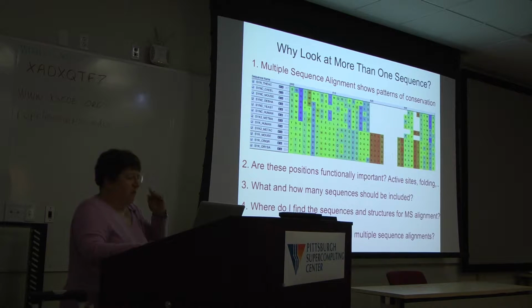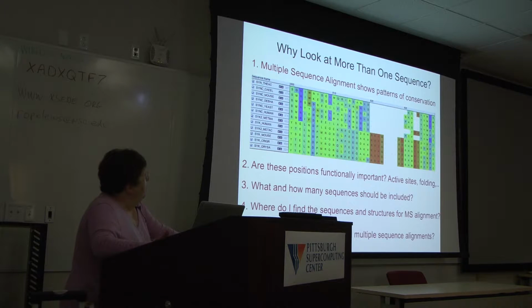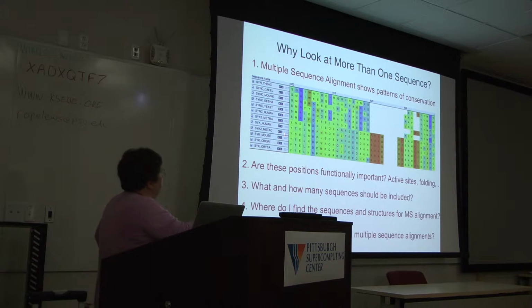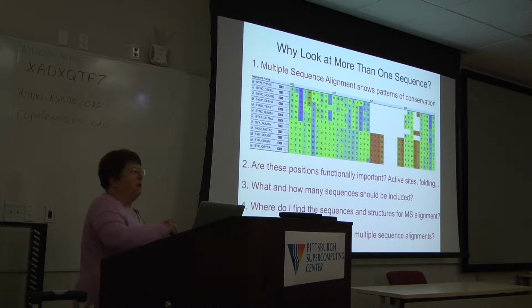Okay, so first of all, I think most people realize now they really should be looking at more than one sequence. So at the very least, you've probably used some sequence editor. These are ones that were taken from one of the databases, and you can see there's a number of organisms here, and it's color-coded by some similarity score.